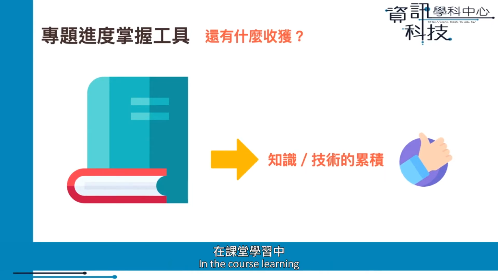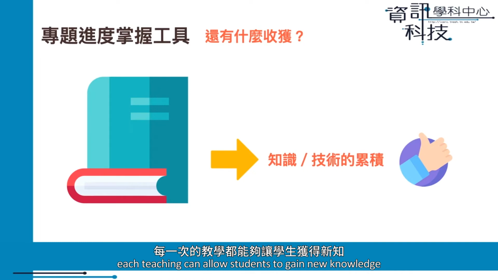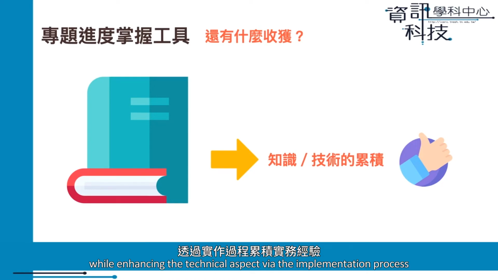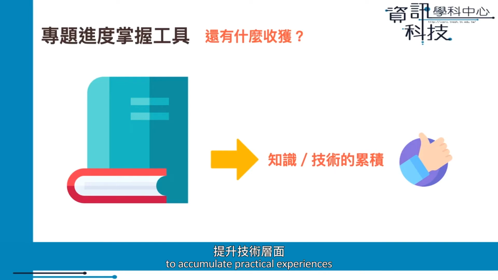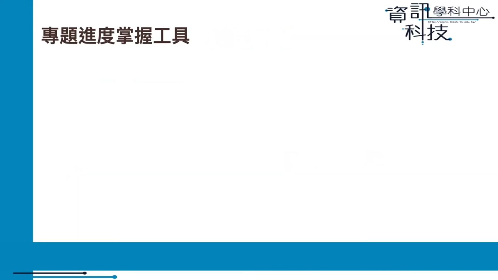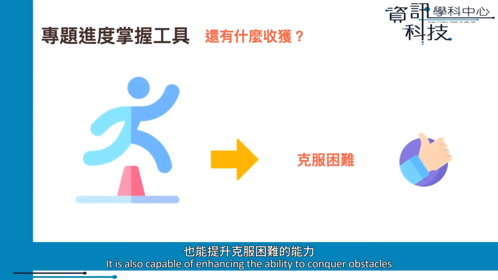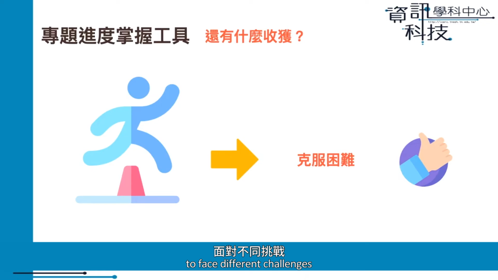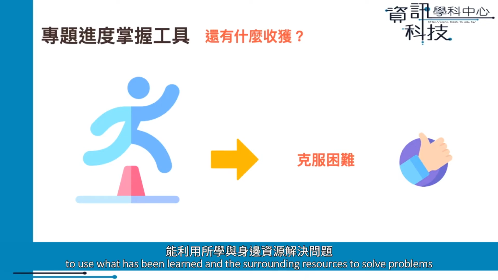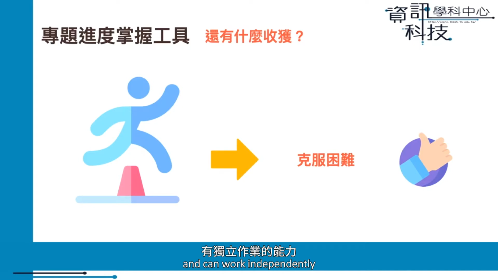In the course learning, each teaching can allow students to gain new knowledge while enhancing the technical aspect via the implementation process to accumulate practical experiences. For the result, it is also capable of enhancing the ability to conquer obstacles, to face different challenges, to use what has been learned and the surrounding resources to solve problems, and can work independently.